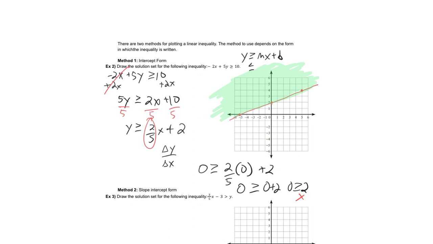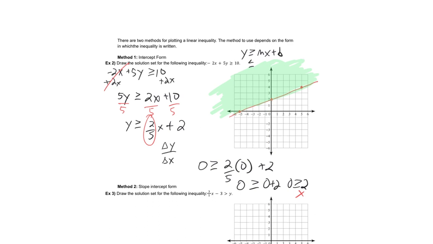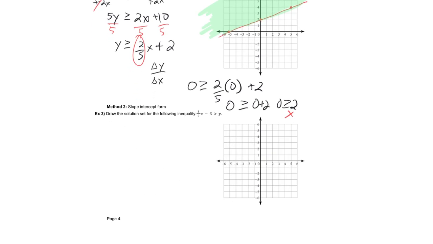All right, so we've got two other examples here. We've got slope-intercept form down here. Draw the solution. This one's already in slope-intercept form: 3/5 x minus 3 is greater than y. And on the next page, there's another one that you will have to rearrange as well. So I'm going to do those examples.